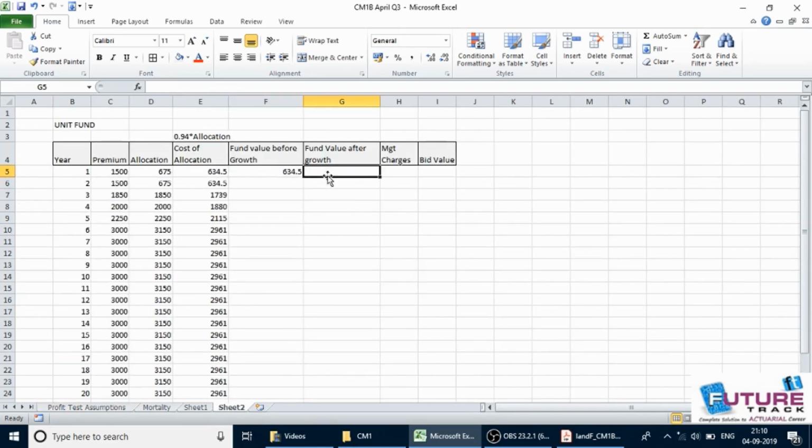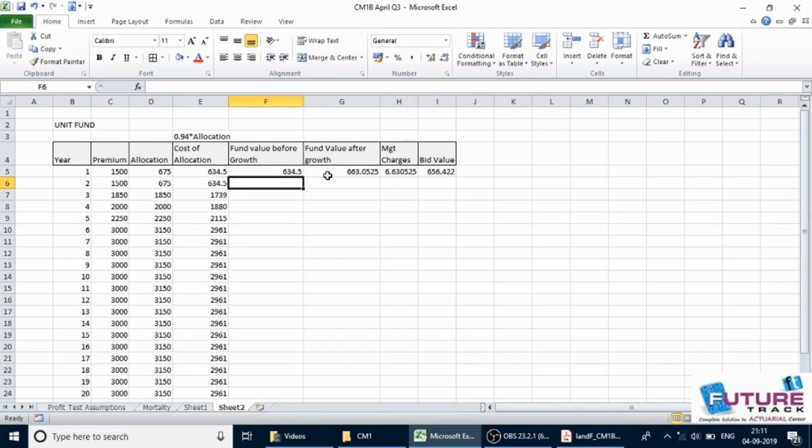So this into 1.045 is our growth. Management charges, we have 1%. So this into 1% management charges. And what is my bid value? The bid value is fund value after growth minus the management charges. So this is the amount which we left, right?